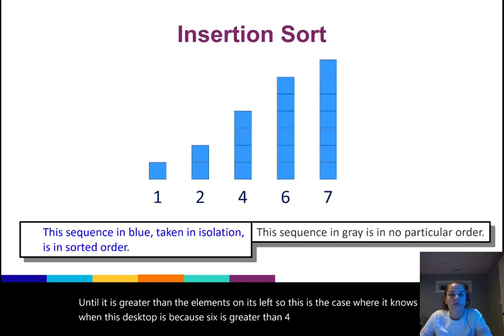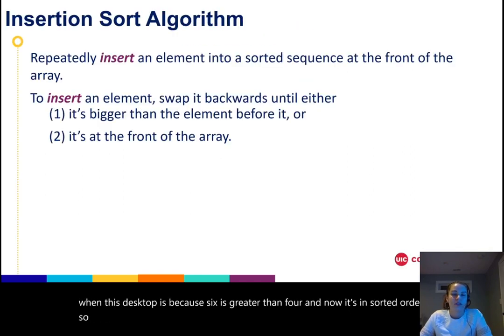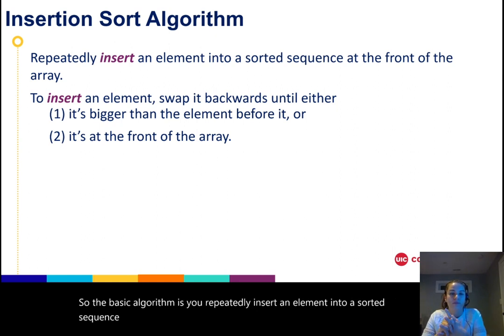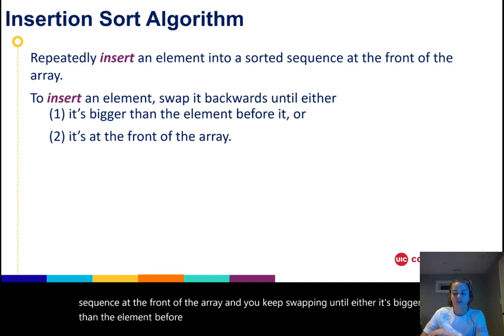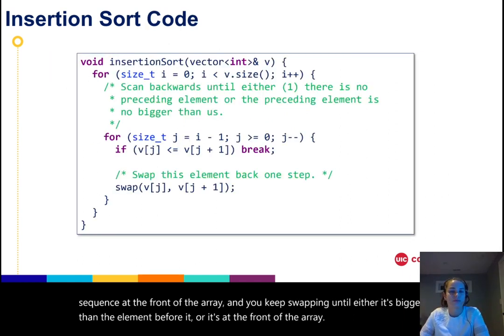Now it's in sorted order. So the basic algorithm is you repeatedly insert an element into a sorted sequence at the front of the array, and you keep swapping until either it's bigger than the element before it or it's at the front of the array or vector.